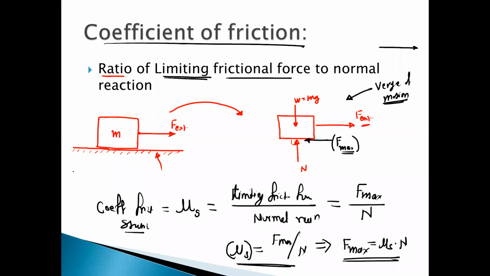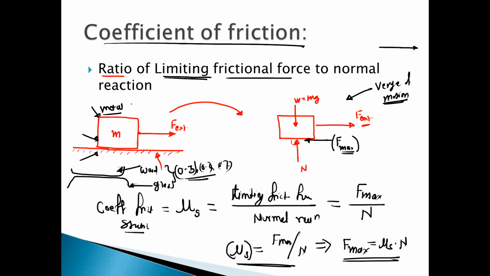The surfaces in contact will have this value constant. If you take two surfaces like this, one is a wooden surface and the other is glass. These two surfaces will have some specific value of friction. It can be 0.3, 0.4, 0.7, but between these two surfaces the value will remain the same. If you change the surface, so let us take this block, which is a metal block made of iron, and this surface is a wooden surface, just take this as a table. Between metal and wood, they will have some specific value for the friction.